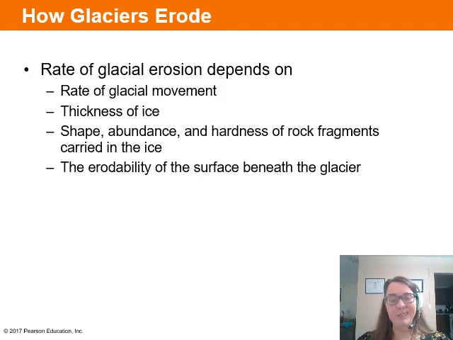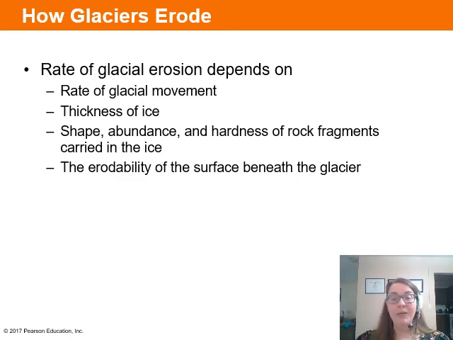But the abundance, just how many of these rock fragments, as well as the hardness of them, are also going to be important. Obviously, if you have a lot more rocks grinding into the rocks beneath it, you're going to see more erosion. But the hardness is also more important. If we have igneous rocks that are stuck inside of this ice, those igneous rocks are generally the hardest rocks on the earth. They're going to cause a lot more erosion than softer rocks like limestone.